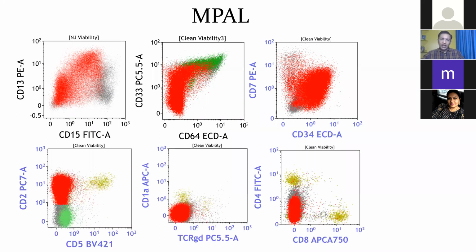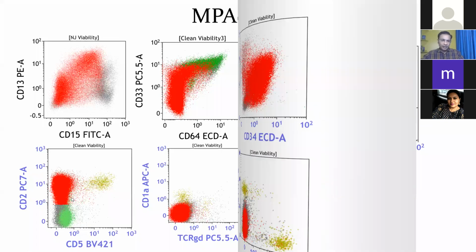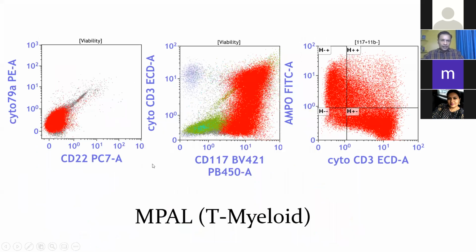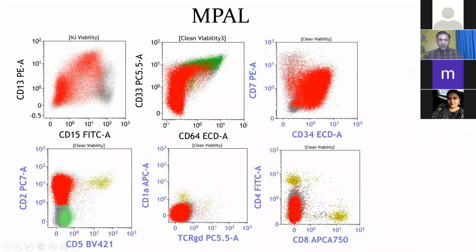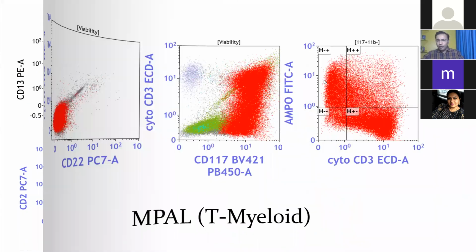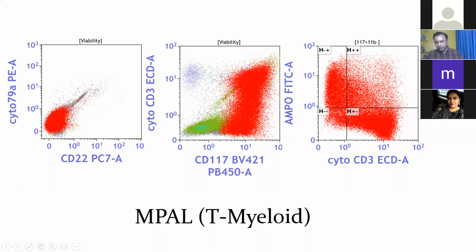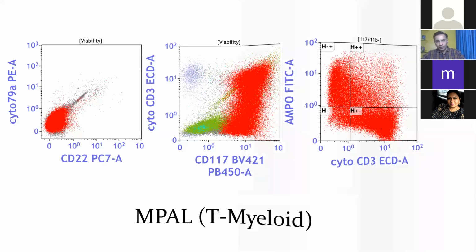So this is another case where you have myeloid markers and a T cell marker, that is CD7 and CD2. So myeloid and T cell markers. And if you look at cytoplasmic MPO and cytoplasmic CD3, both were positive. So when both cytoplasmic and lineage specific markers are positive, then we call it T myeloid.